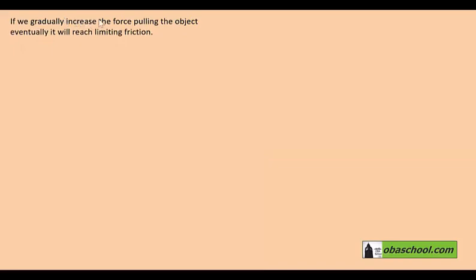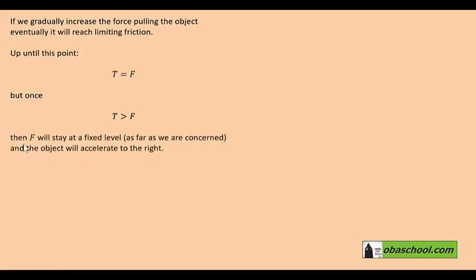If we gradually increase the force pulling the object, eventually it will reach limiting friction. Up until this point, the balance T is equal to F is maintained. So if you pull slightly harder, the frictional force will increase to compensate. But once T is greater than F, then F will stay at a fixed level, at least as far as we're concerned, and the object will accelerate to the right.